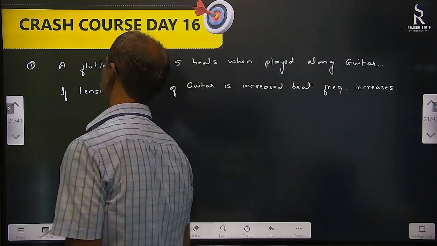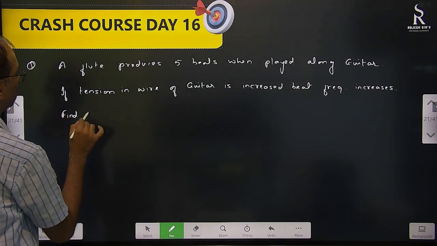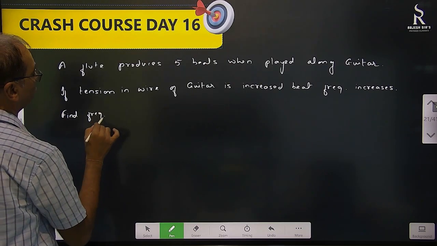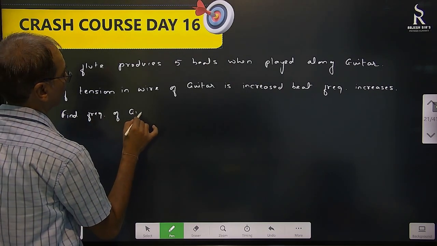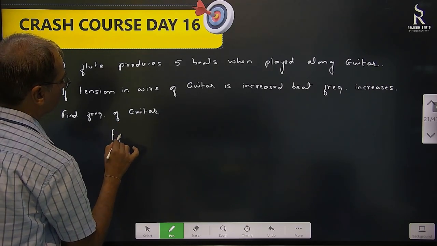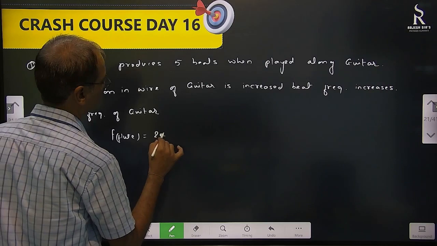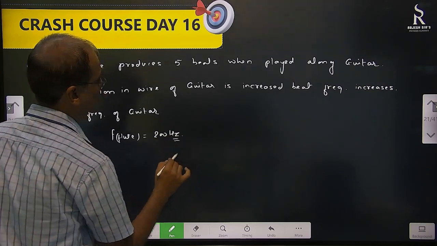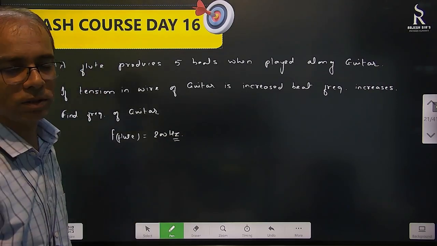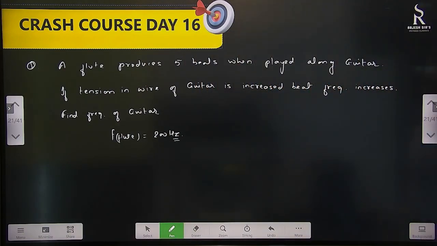Find frequency of guitar. Then frequency of flute is what? Let's say frequency of flute is 200 Hertz. Okay, frequency of flute is given to us as 200 Hertz. Right? How to do this?